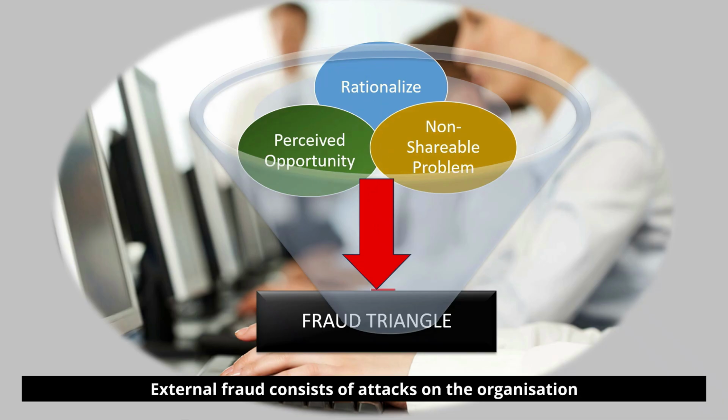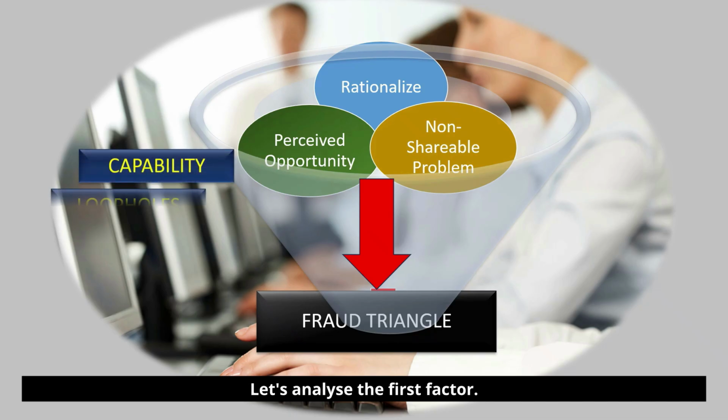External fraud consists of attacks on the organisation from outsiders, while internal fraud involves employees. 2. A real financial need that cannot be met from elsewhere, or shared with anyone who could help out. 3. Rationalisation means the person doing wrong can feel justified in some way, or they just wouldn't do it. Let's analyse the first factor.